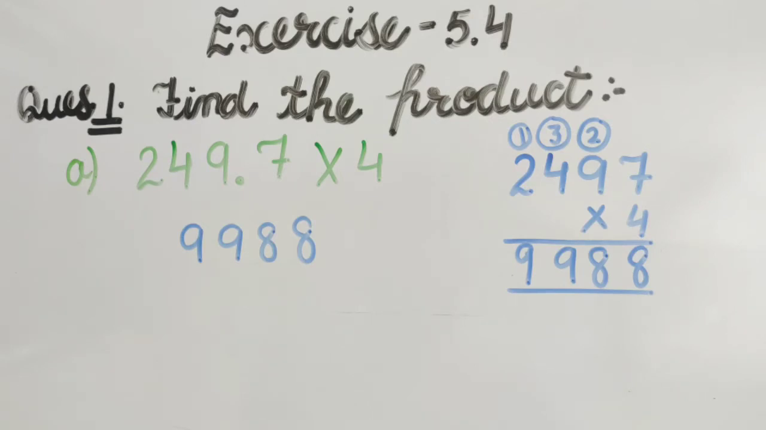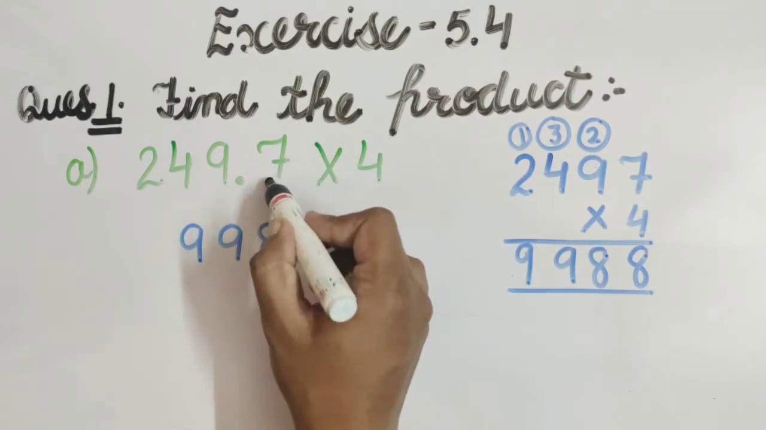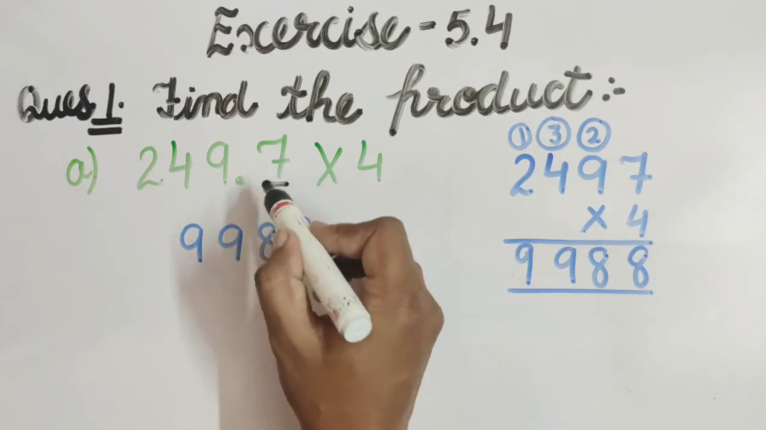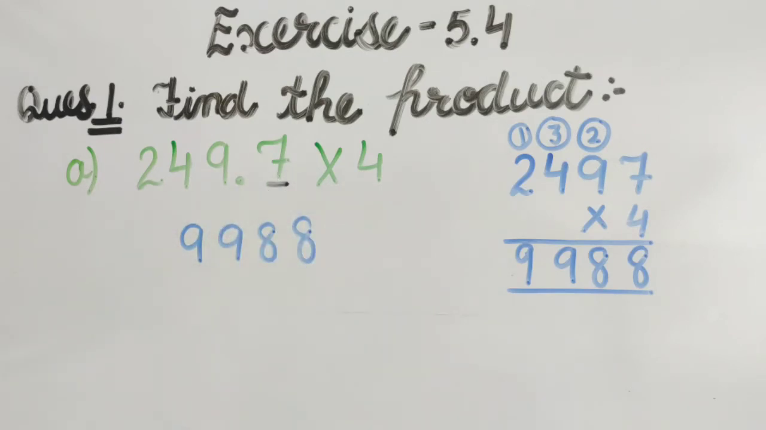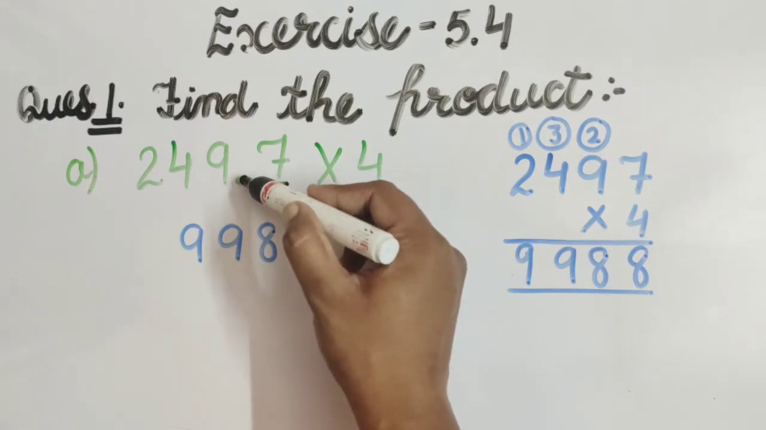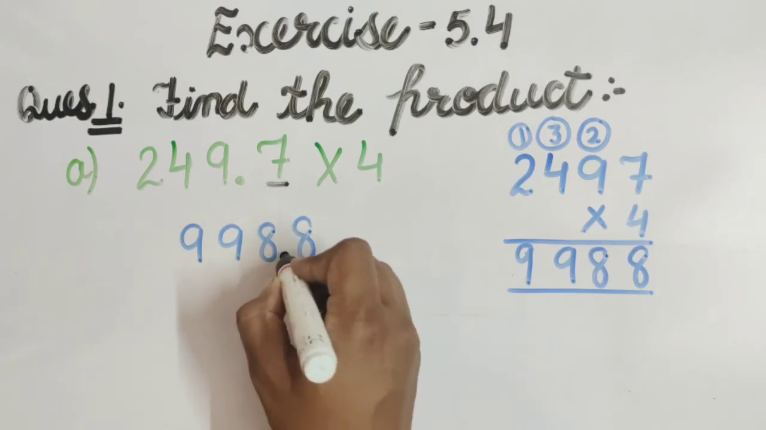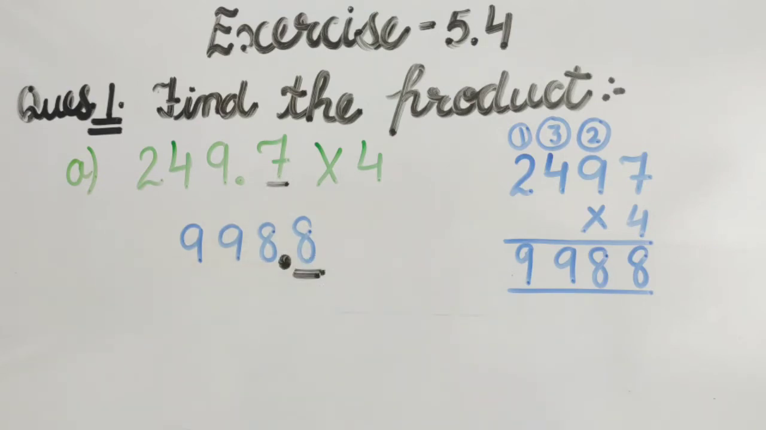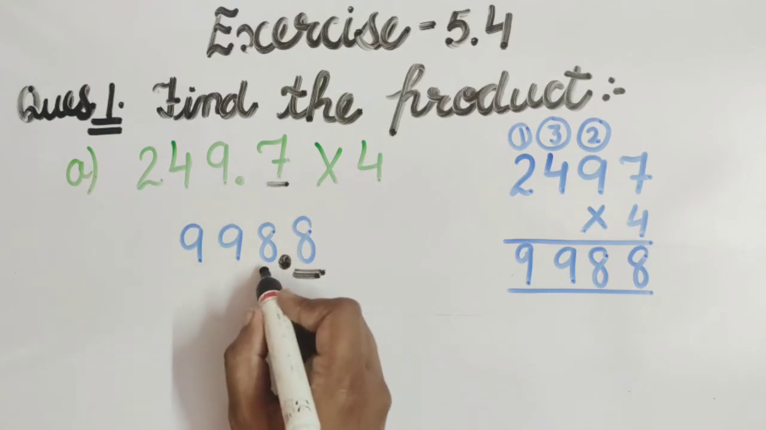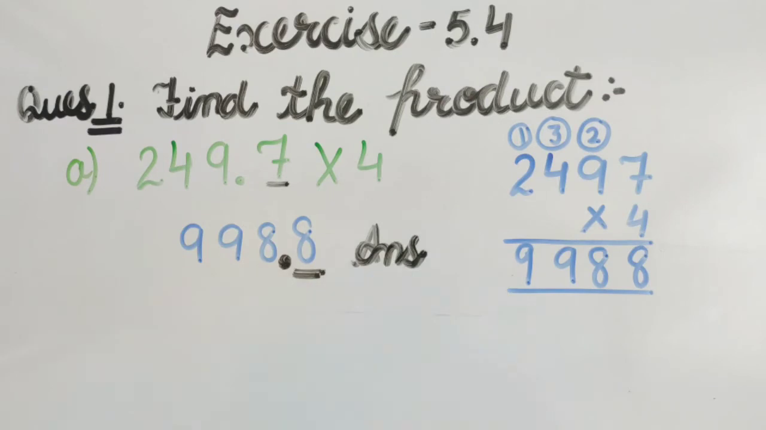Now the last step to do this question is we have to check in the question after how many digits the dot is there. We will check from the last. After one digit a dot is there. So in the answer also, in our solution as well, we will check from the last, and after one digit we will put a point. So 998.8 is our answer.